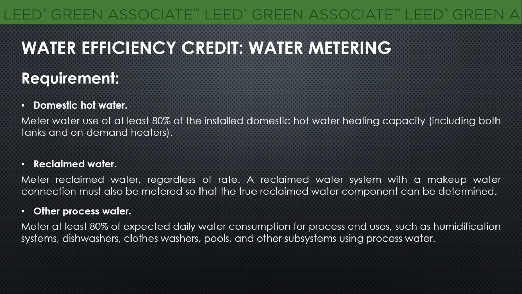Well, for domestic hot water, here also meter water use for at least 80% of installed domestic water heating capacity. Reclaimed water, regardless of rate, a reclaimed water system with a makeup water connection must also be metered so that the true reclaimed water component can be determined. And for other processed water, here also the percentage is 80% for expected daily water consumption for process purposes and uses such as humidification, dishwashers, clothes washers, pools, etc., and all the subsystems using processed water.